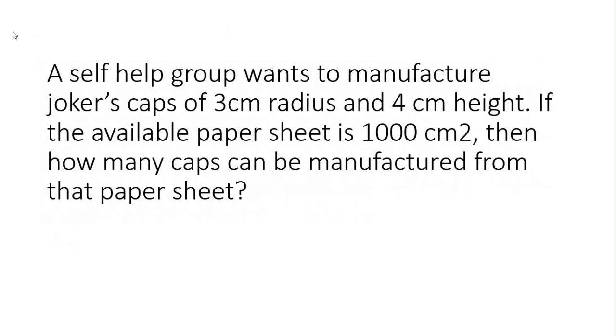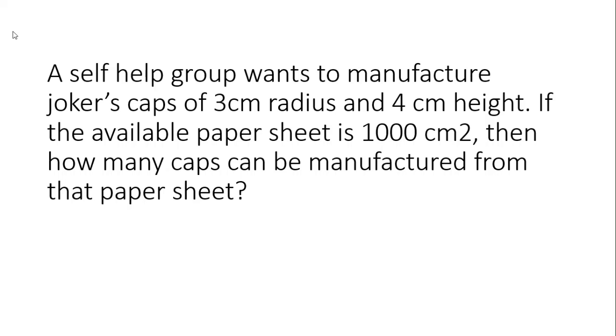One more point is given. The available paper sheet is only 1000 square centimeters. Out of that paper sheet they have to prepare some number of caps. How many caps they are going to prepare, we are going to find out now: the number of caps to be prepared from a paper sheet of 1000 square centimeters, each of them having 3 centimeters radius and 4 centimeters height. It is given in the problem. It is very easy, no?